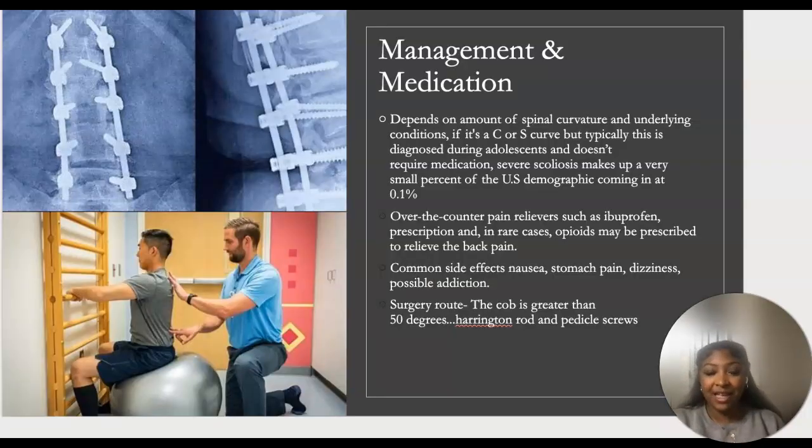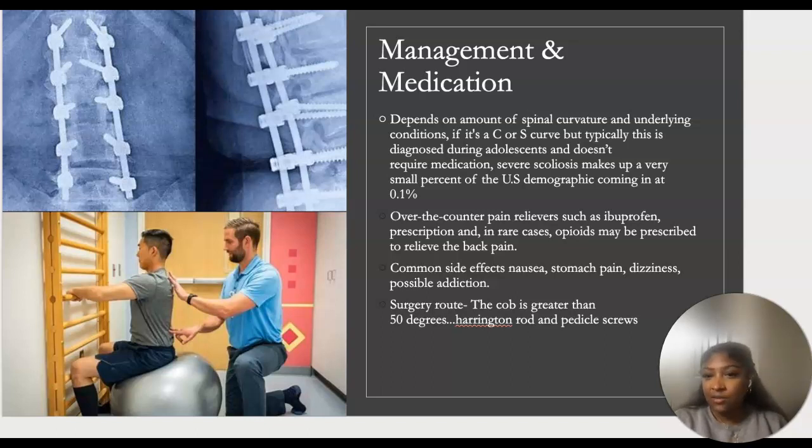So let's talk about management and medication. For scoliosis, it's honestly more so just a mechanical problem. There's really no need to have medication. It's very rarely prescribed. A lot of the stuff is honestly over the counter. So again, it depends on the spinal curvature and the underlying condition, if it's a C or S curve, but typically this is diagnosed during adolescence and doesn't really require medication.